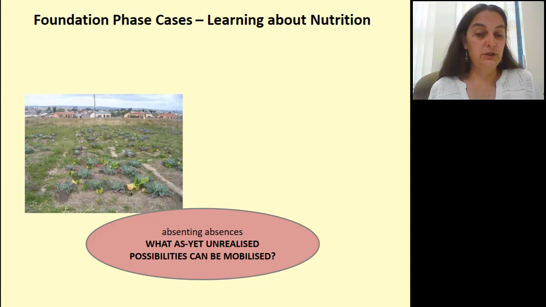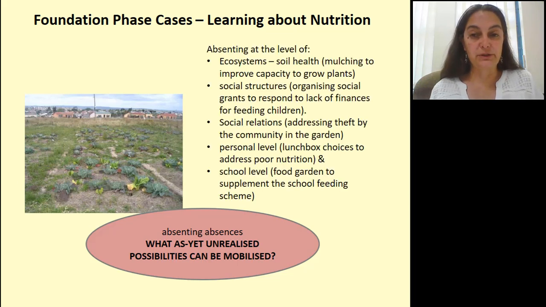So then the teachers started to look at what as yet unrealized possibilities they could mobilize, and they saw some very rich and nutritious school gardens and decided to try these in their own schools. So that was one of the things they tried to do. They needed to look at different ways of responding to the nutrition problem. First of all, they had to start with ecosystems and look at soil health, and they introduced things such as mulching to improve the capacity of the soil to grow plants.